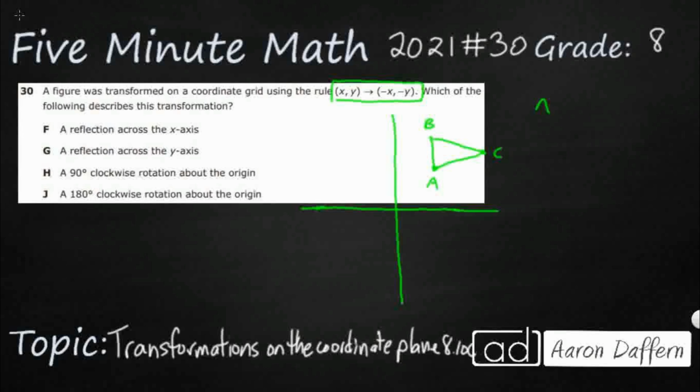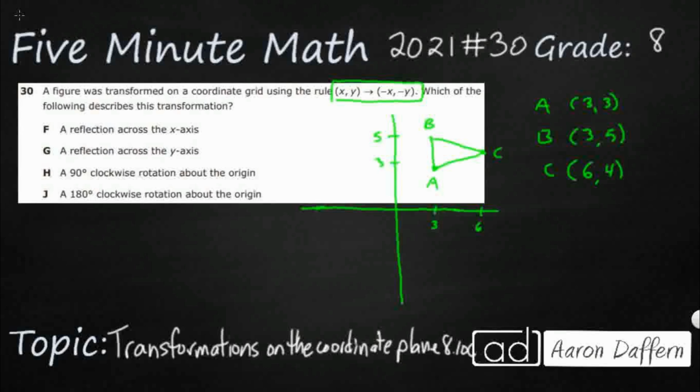So A, let's just say, is (3, 3). B is going to be (3, 5), right? It's the same x coordinate, just a little bit higher on the y-axis. And I'm going to call that 6 for C. I'm going to say x of 6, and the y value is going to be between 3 and 5. Let's call that 4. All right, so there we go.